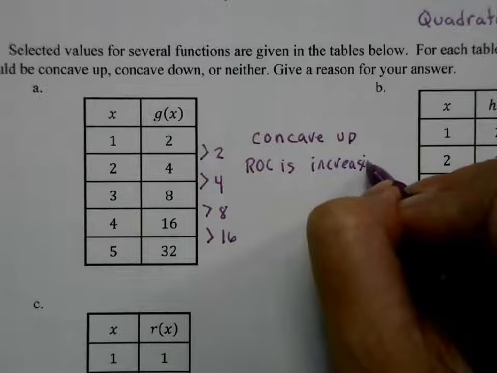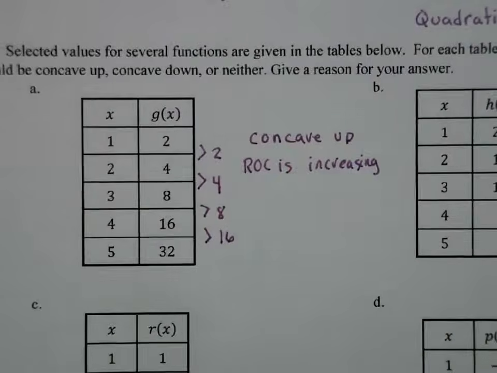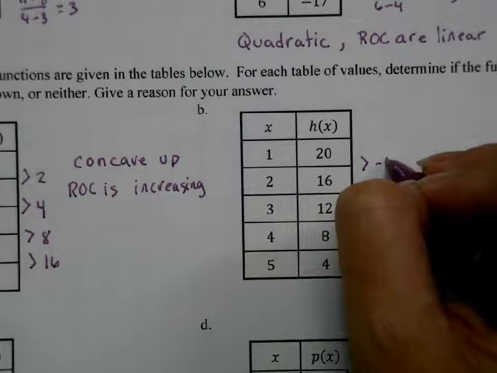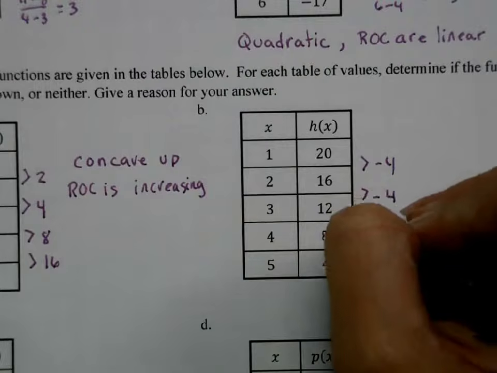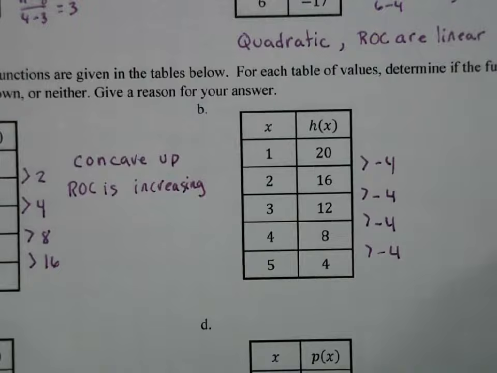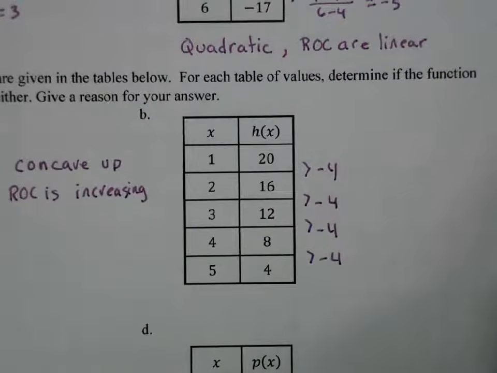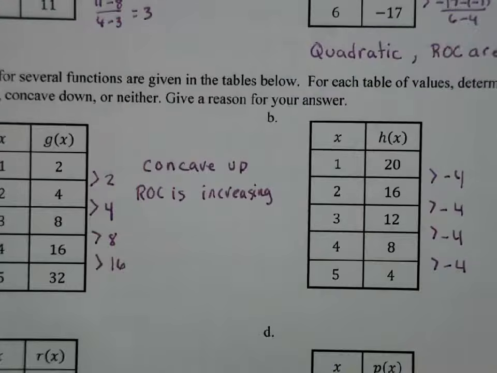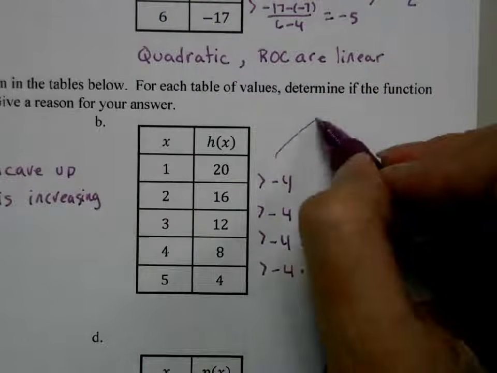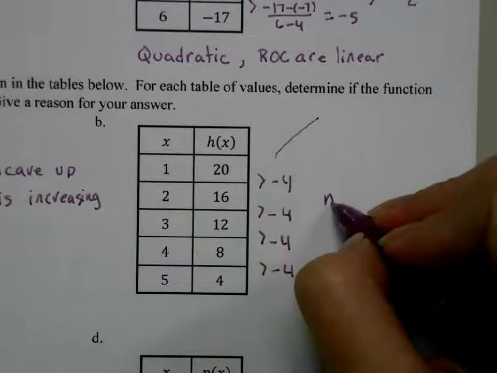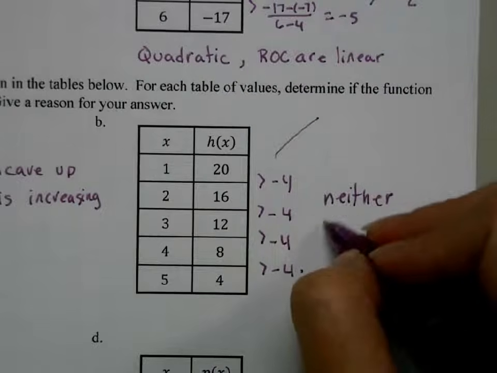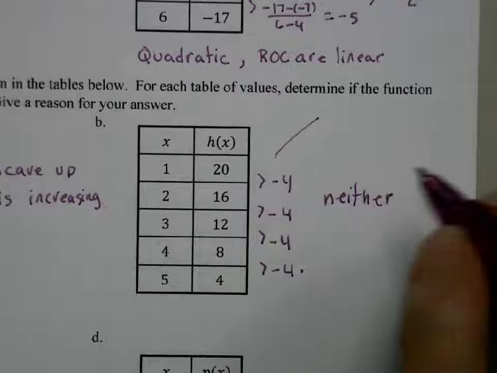Okay, let's do this again. Got -4, -4, -4, -4. Not increasing or decreasing. And in fact, I maybe should have said, if these are the same, it means we have a line. If you have a line, there is no concavity. So this is neither. Your reason, you could either say the function is linear or that the rate of change is constant.